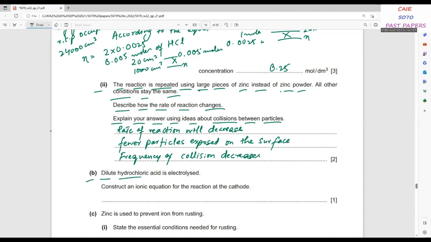B. Dilute hydrochloric acid is electrolyzed. Construct an ionic equation for the reaction at the cathode. At the cathode, the hydrogen ion will move towards the cathode and take up electrons to form H2 gas. So you have H+ plus electrons giving H2 gas. Balancing the equation, we have 2H+ and 2 electrons.